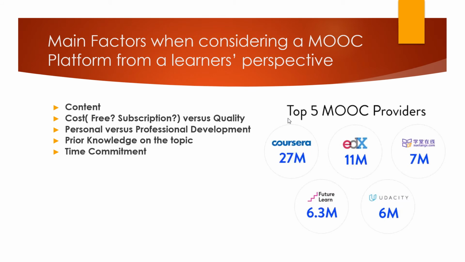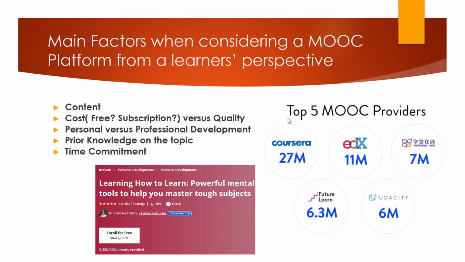One factor that influences the decision on the MOOC provider is how well known this provider is. Coursera is by far the most known, at least in the US, as the Chinese activity on MOOCs is surpassing the whole world activity. One referenced article mentions that Learning How to Learn by Coursera is the top MOOC with close to 2.5 million enrolled.